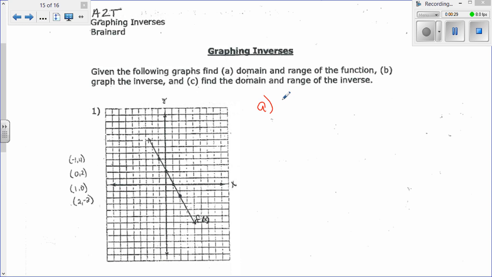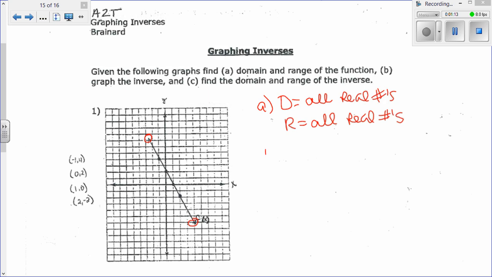Okay, so A, the domain is equal to, well, this is a line, and if you notice, there's arrows on the end. That means it keeps going forever and ever and ever. It's not just a segment, so it doesn't have stopping and starting points. So therefore, the domain is all real numbers. And the range is the same because it's just a linear function. So that was part A.